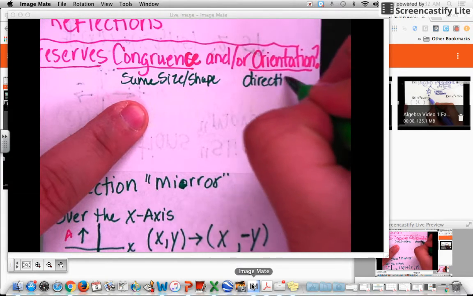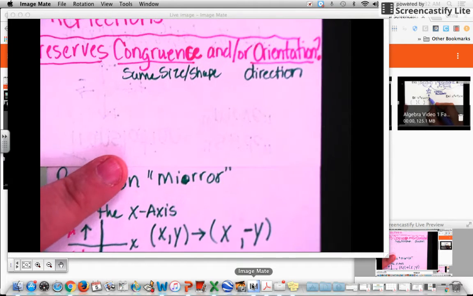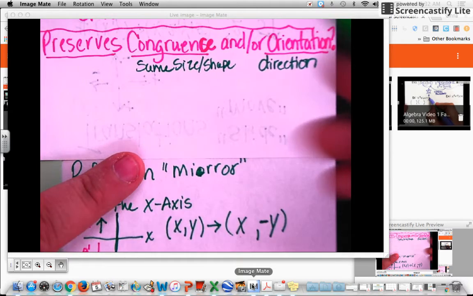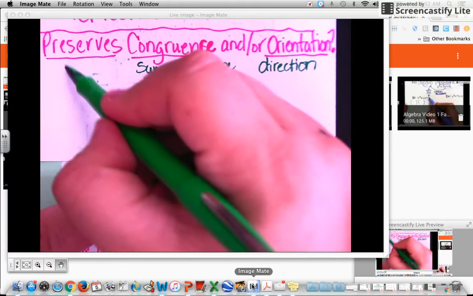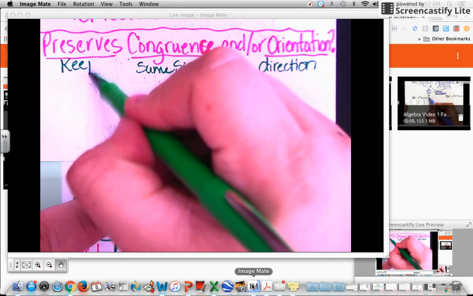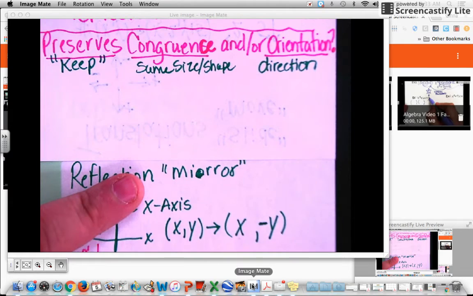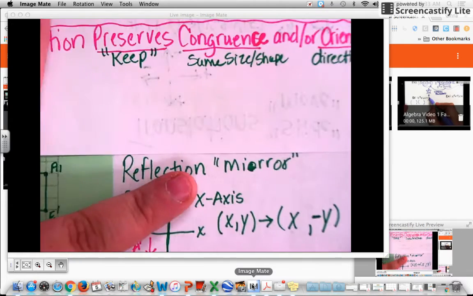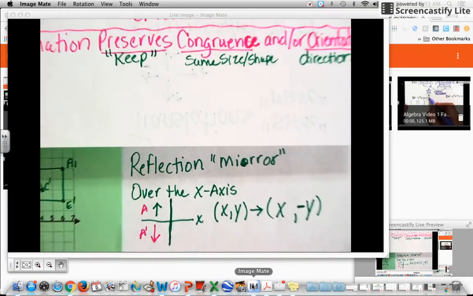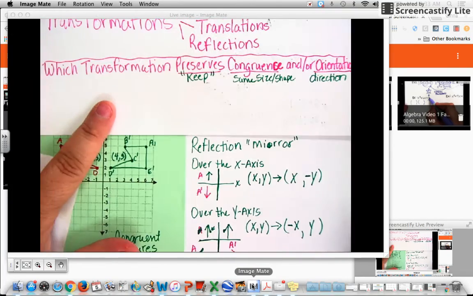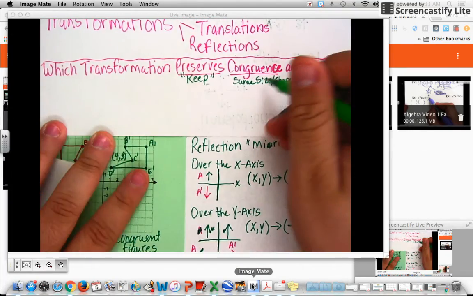So we're looking for the transformations that preserve, that maintain, that keep (keep is another word for preserve) congruence and keep direction, keep orientation. So real quick, we're going to make a little chart up here. And it's super easy if you can remember just what those words mean.